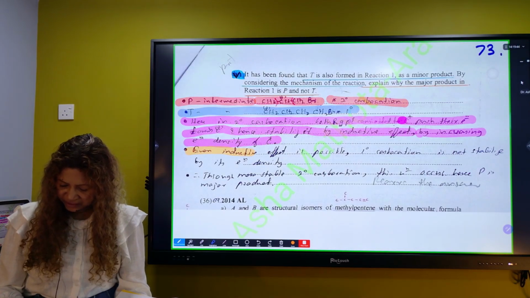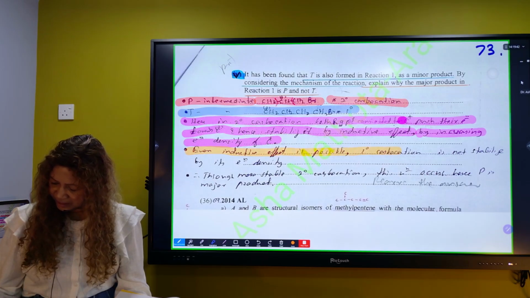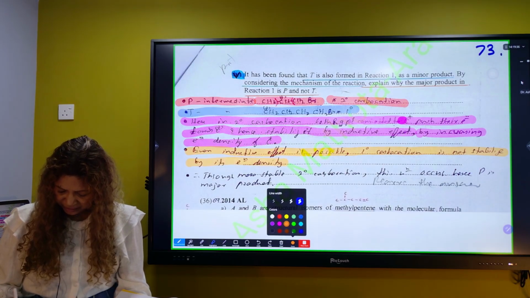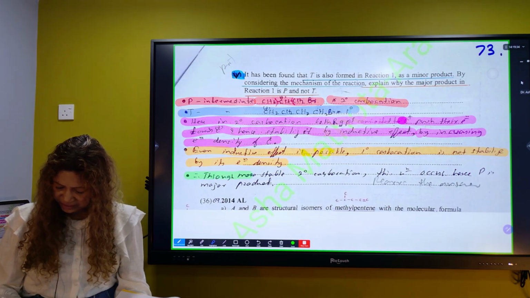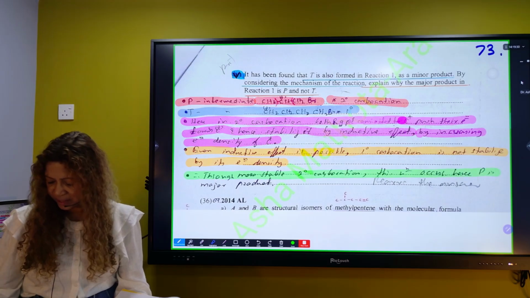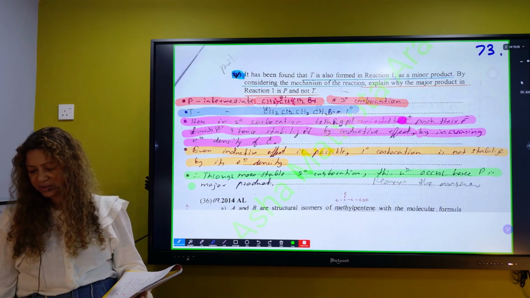Even inductive effect is possible. Primary carbocation is not stabilized by electron density. Therefore, the reaction occurs through the more stable secondary carbocation. Hence, P is the major product. Perfect. Final answer.